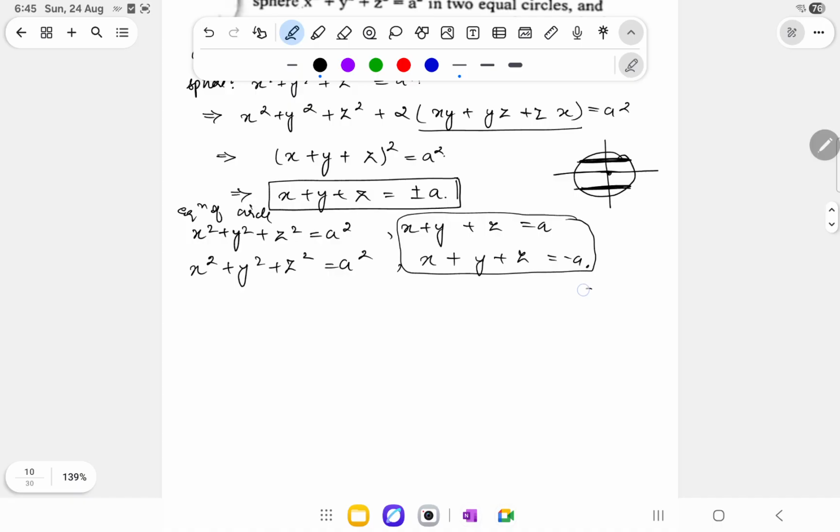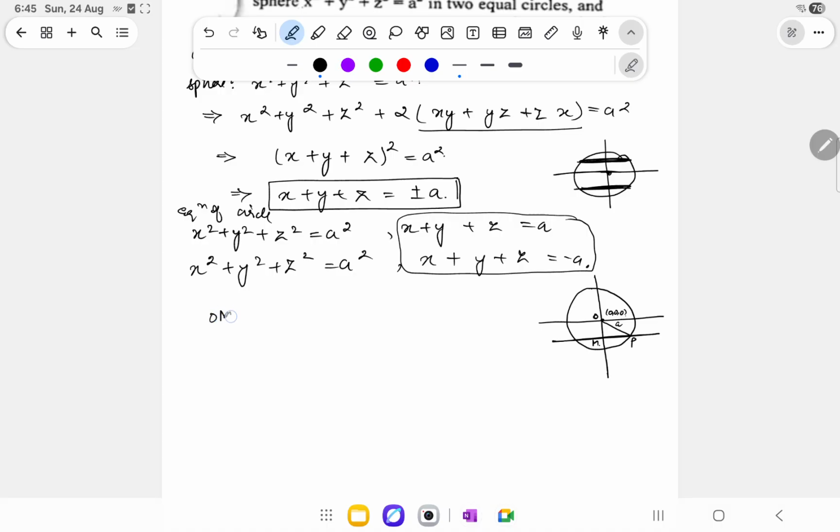Let's say this is my sphere. You can observe that the center of the sphere is 0, 0, 0 and the radius is a, and let's say this is my plane. If I draw a perpendicular from O to the plane, the foot of the perpendicular will be, let's say, M, and let's join O and P. OP is representing the radius of the sphere, so OP is a.